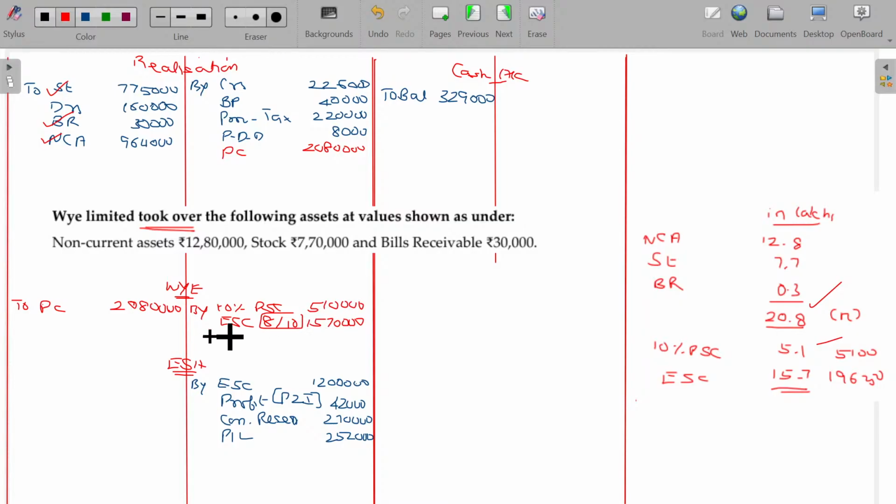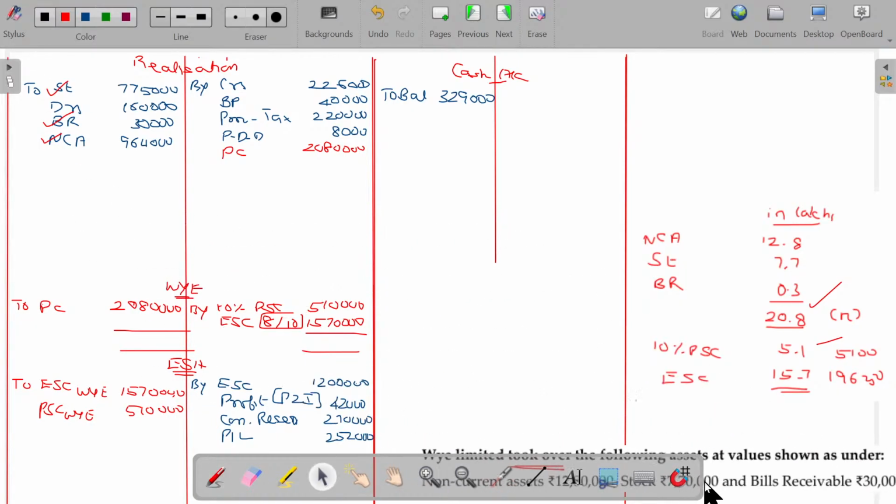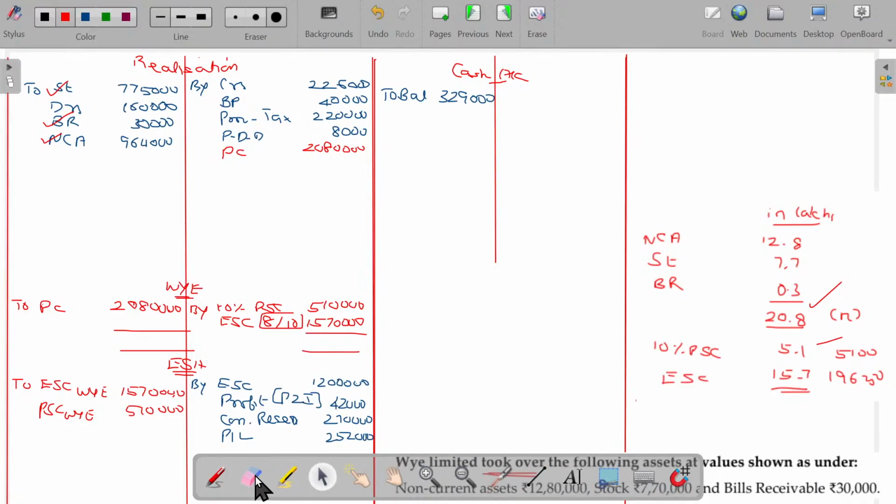The purchase consideration settled by Y Limited will be offered to equity shareholders. So I transfer here equity share capital and preference share capital. Equity share capital offered here being 15 lakhs 70,000. And preference share capital being 5 lakhs 10,000. So with that, we have completed all these items. Clear?